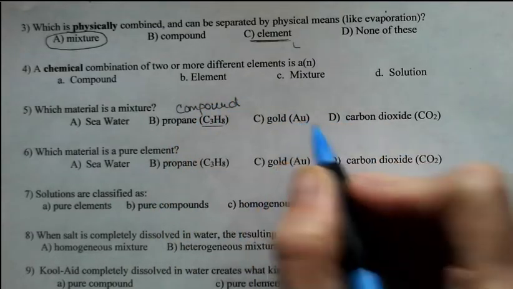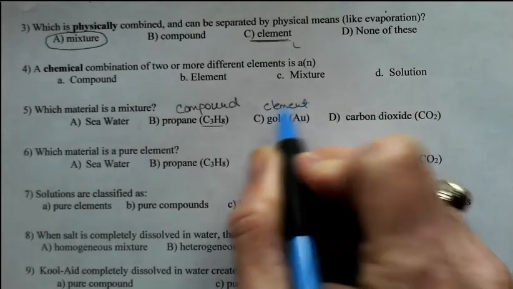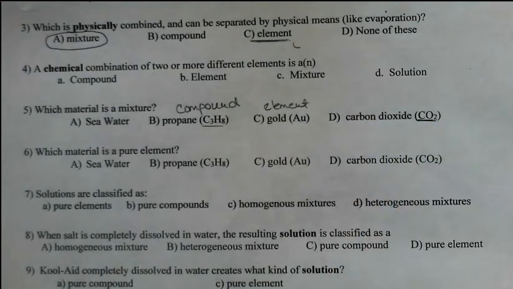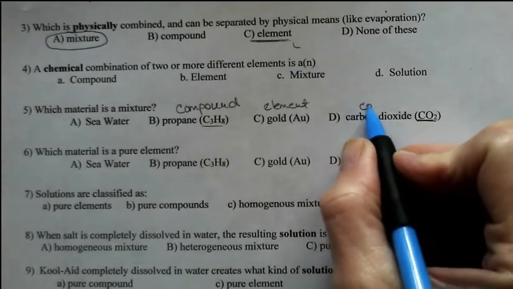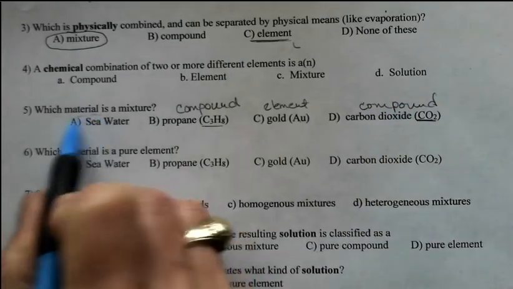Gold, okay, gold is an element. It doesn't have a chemical formula, it just has a chemical symbol. Carbon dioxide is, there you go, chemical formula, so this is a compound. So the only one that's a mixture is seawater.